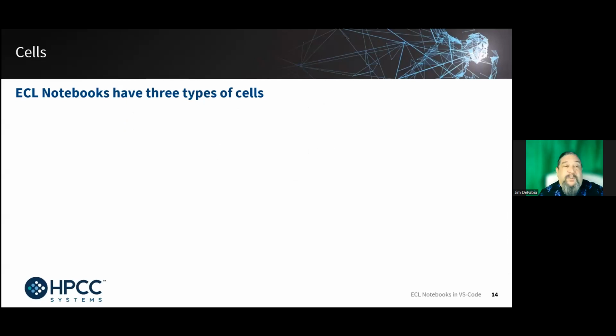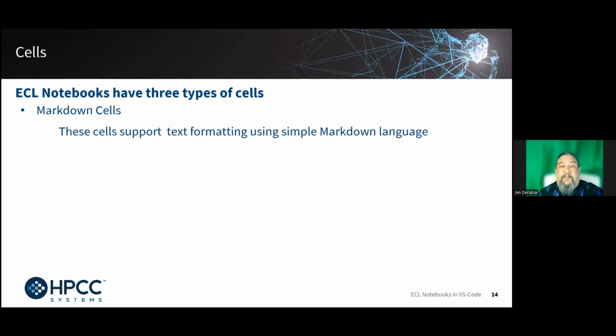So ECL notebooks have three types of cells. We saw two of them just now. The first being Markdown cells, and these cells support text formatting using the simple Markdown language. Markdown is a lightweight markup language that lets you add formatting elements to plain text documents, and it's one of the most popular markup languages. If you've used GitHub, you've probably read documents or readmes within GitHub that are written in Markdown, but they're rendered right inside your browser. The next type of cell is an ECL cell.